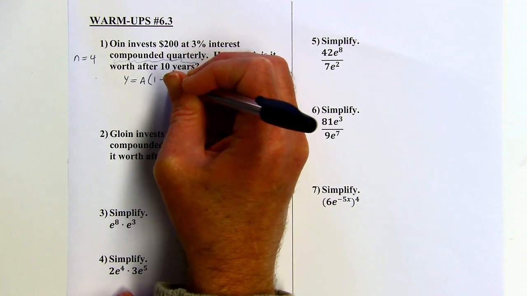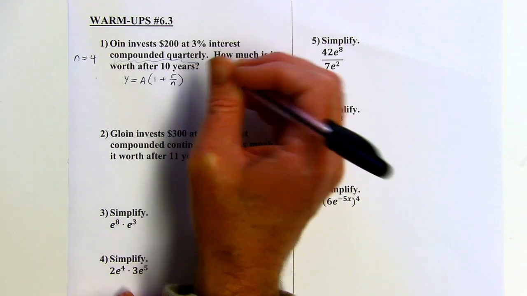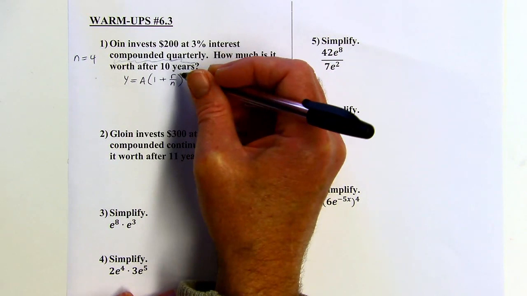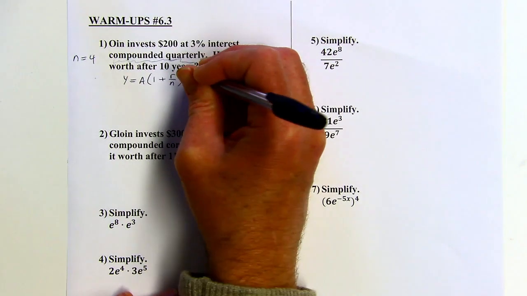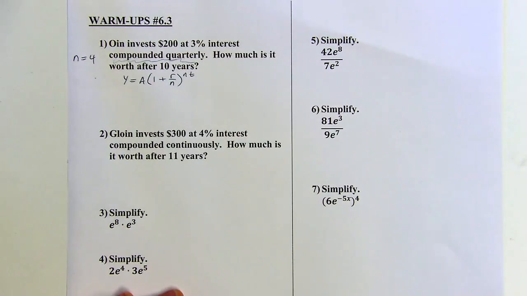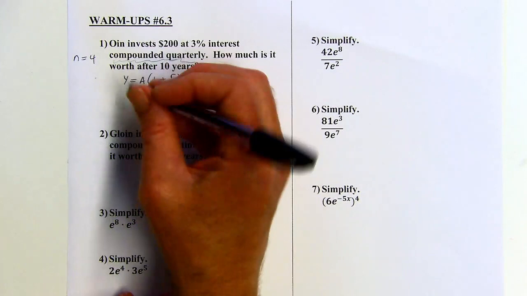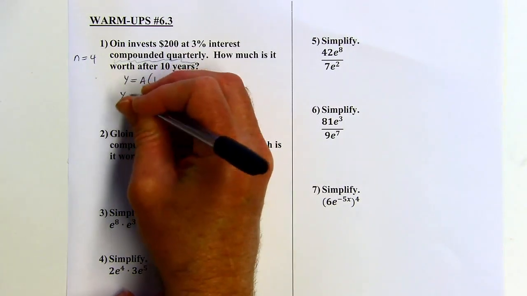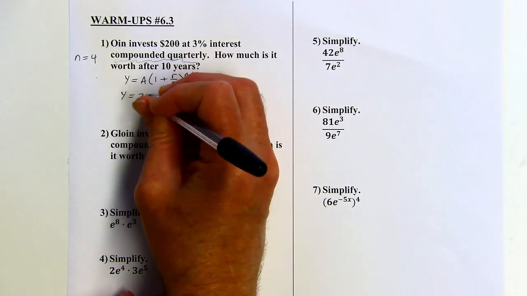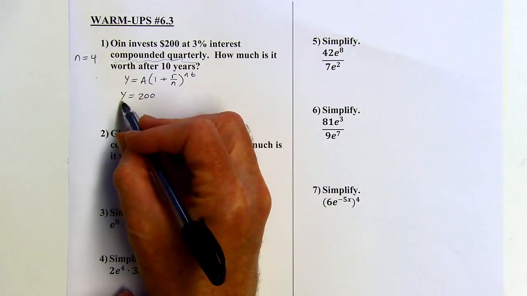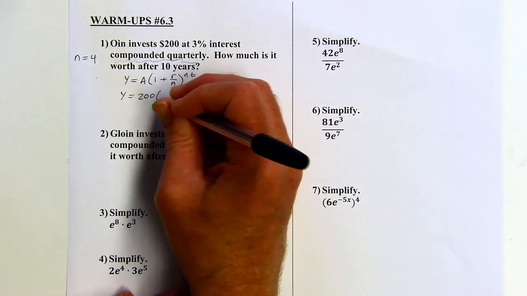If our n was just 1, we could do this with just 1 plus r to the t times a. But we need the one with the n's there, okay? So starting amount is 200, so that's going to go where the a is. The a is the starting amount, the y is the finishing amount. I don't know that yet. That's what I'm solving for.